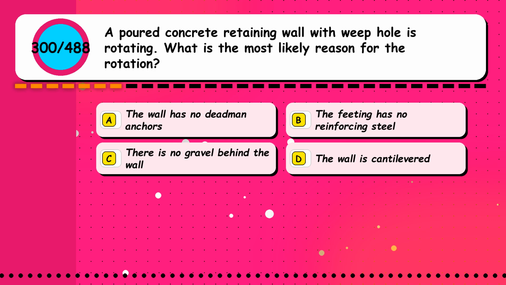Question 300. A poured concrete retaining wall with weep holes is rotating. What is the most likely reason for the rotation? Option A, the wall has no deadman anchors. Option B, the footing has no reinforcing steel. Option C, there is no gravel behind the wall. Option D, the wall is cantilevered.